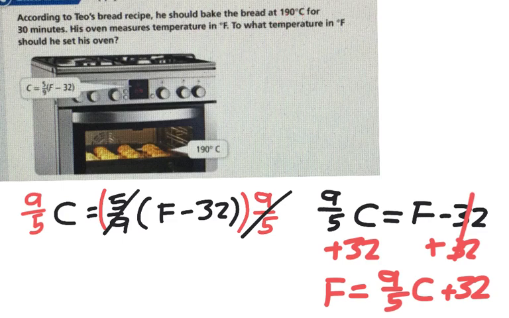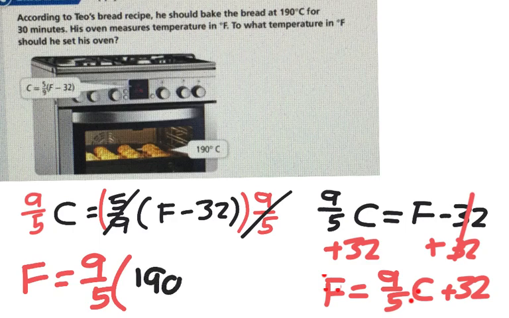my final question was, well, what should the temperature be in Fahrenheit, given that it's 190 degrees Celsius? So now that I've got Fahrenheit isolated, I've got the F by itself, I am going to plug in 190 for C to see what the temperature in Fahrenheit should be. So when I plug in, I'm going to say Fahrenheit is equal to 9/5 times my C value, which is 190, and then adding 32.